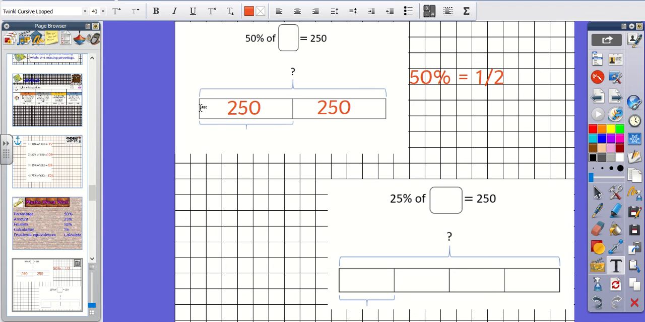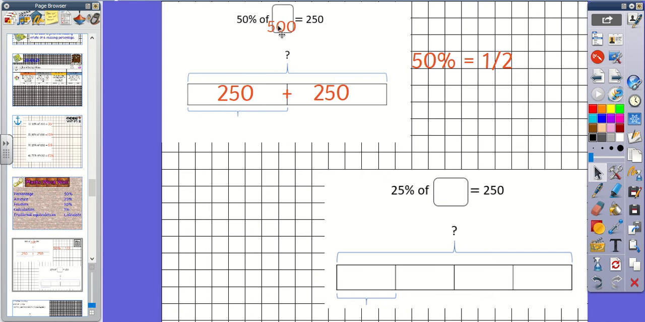So what do we need to do now to find the whole? What you should have realised is you need to add those together. So 250 add 250 is 500. Okay, so always use what you have been given to answer the question.